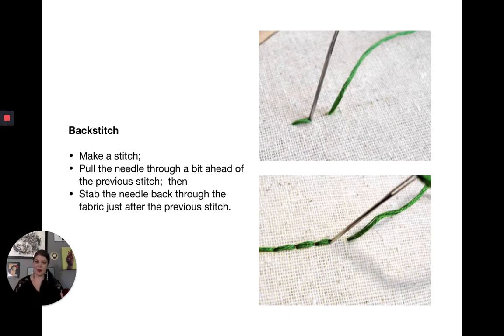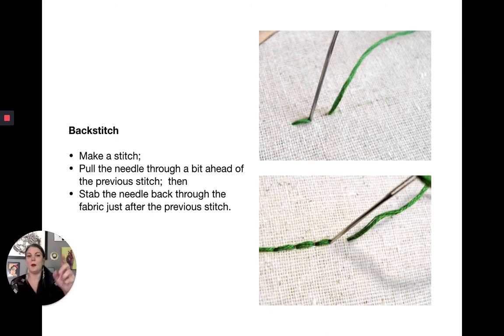Okay, back stitch. This is the one that I use probably the most when I do sewing type projects. So basically what you do is you make a stitch. So you're gonna pierce through your fabric, come back down, make a stitch like you see in the beginning of the top image there. Then you're going to pull the needle back through with a little space, a little ahead of the stitch that you just made. And as you pull it through, you're going to pull the thread all the way up through, and then you're going to stab the needle back through the previous stitch that you made.